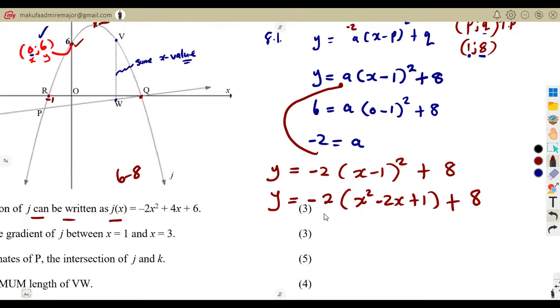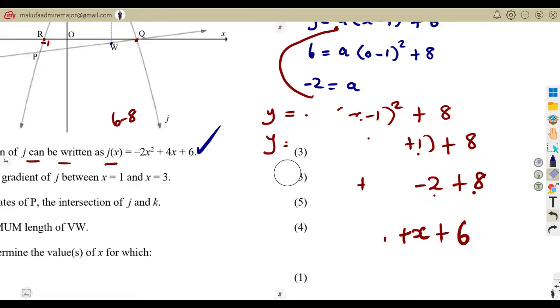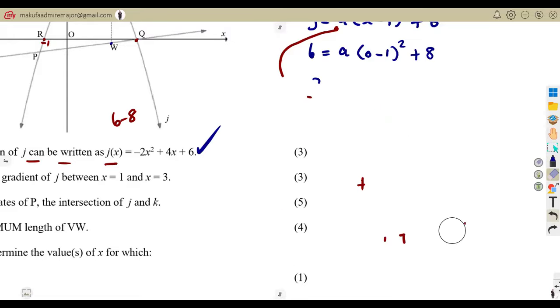Expand the bracket by the negative 2. Negative 2 expands everything. So that's negative 2 times x squared, that's minus 2x squared. Negative 2x times negative 2x, that's a positive, so we remain with positive 4x. Negative 2 times 1, that's negative 2, plus 8, same as 8 minus 2, which is a positive 6. So that's it, guys. As we can see, that's our equation. Proved that our j(x) can be written in that manner.